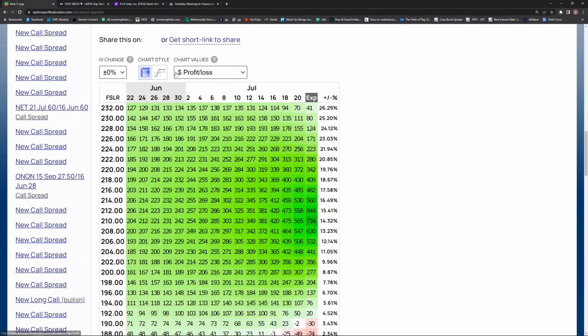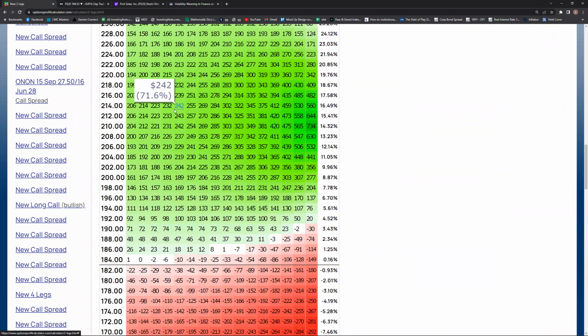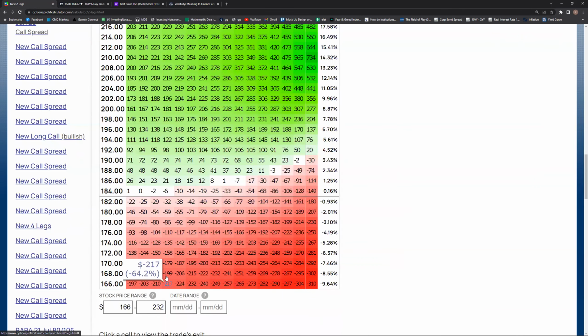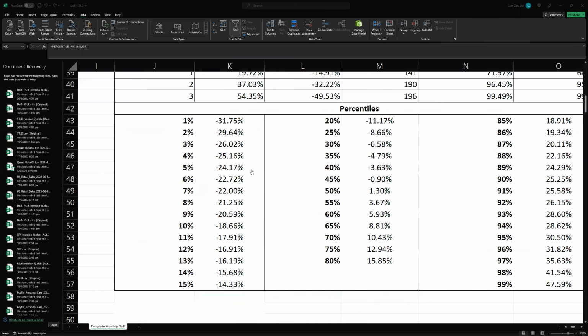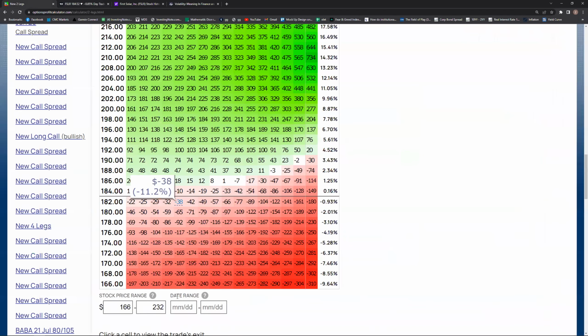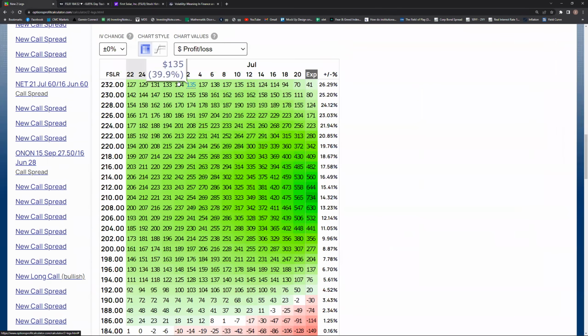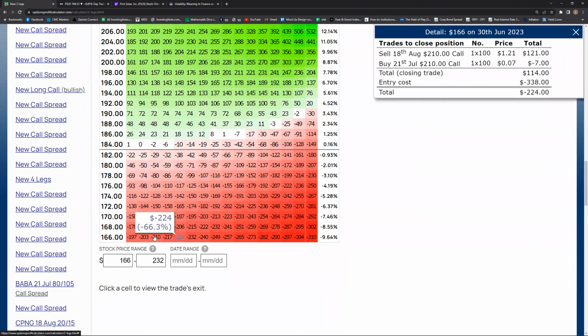So end of June is somewhere around here, 30th June. So if you hit, what is the stop loss? The stop loss is 165, okay? So if you hit 165, maybe somewhere around there, by end of June, you are going to lose $224. It is not your max risk, but you will lose 66% of your risk now. So most likely by then, you want to get out already. You probably do not want to stay in the trade already.